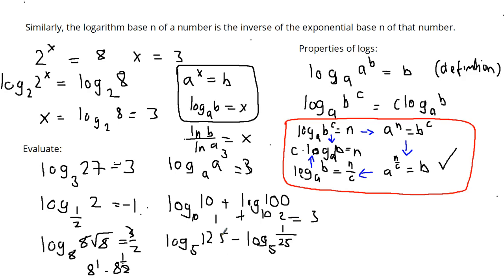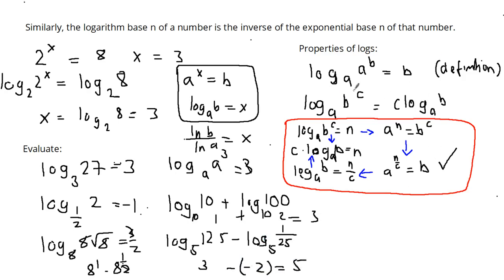Log base 5 of 125, that's log base 5 of 5 cubed, so this is 3, minus log base 5 of 1 over 25. 1 over 25 is 1 over 5 squared, which is 5 to the negative 2. So log base 5 of 5 to the negative 2 is minus 2. 3 minus 2, that's fine.